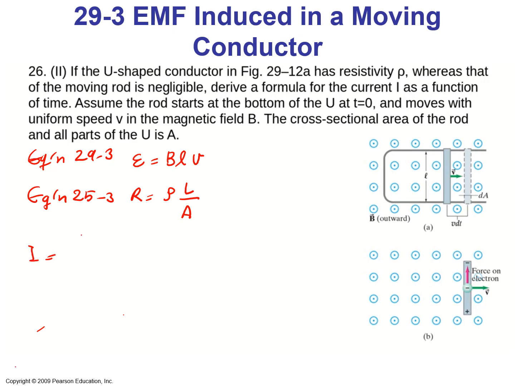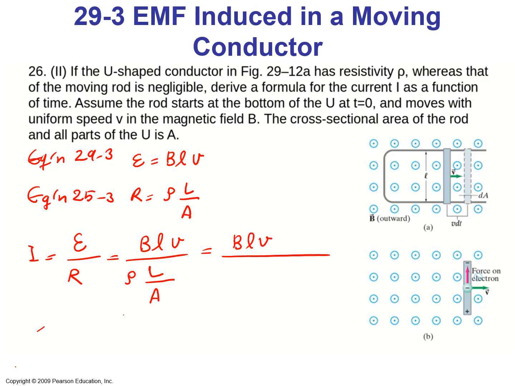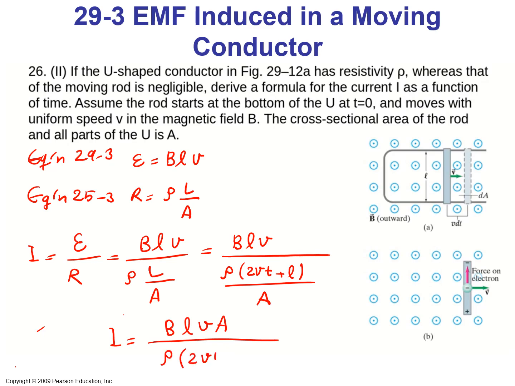So we say the current induced is equal to EMF over R. The EMF we have B times L multiplied by V. For R we have rho L over A. So B times L times V. In the denominator we have rho for length L. We have 2Vt plus length L over A. You can simplify this as BLV times A divided by rho times 2Vt plus L. The factor 2 here is referring to two parts of the wire down here and up here, which are showing resistivity for the induced current.